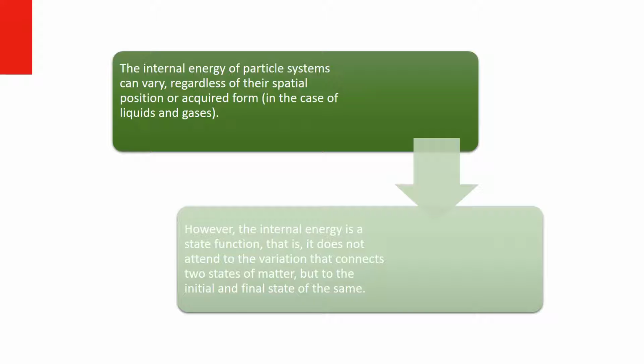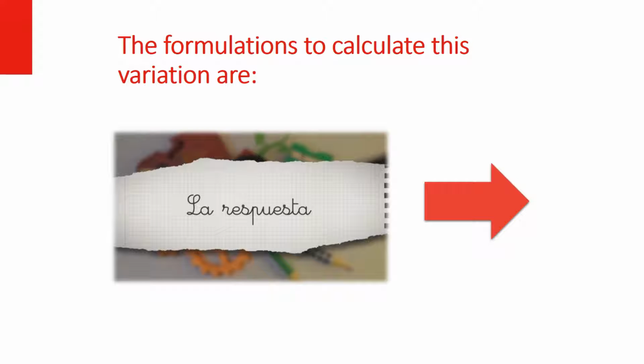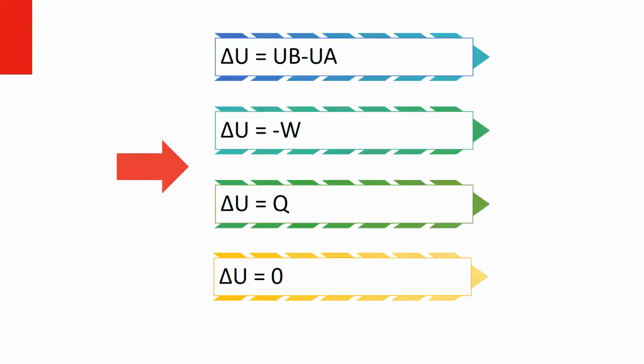That is, it does not depend on the path taken between states, but on the initial and final state of the system. That is why the variation of the internal energy in a given cycle will always be zero, since the initial state and the final state are one and the same. The formulation to calculate this variation is: the variation of the internal energy is equal to the internal energy in B minus the internal energy in A, where the system has gone from state A to state B.